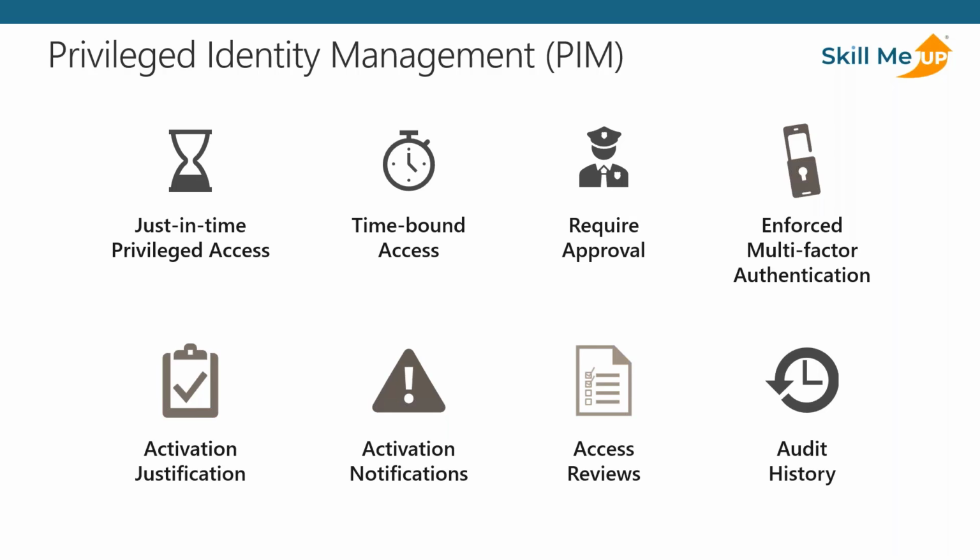You can require approval to activate the privilege roles. You can enforce multi-factor authentication to activate any role. You can also use justification to understand why users activate. You can also get notifications when privilege roles are activated, and you can also conduct access reviews to ensure that users still need those roles. You can also then download the audit history for internal or external audit.